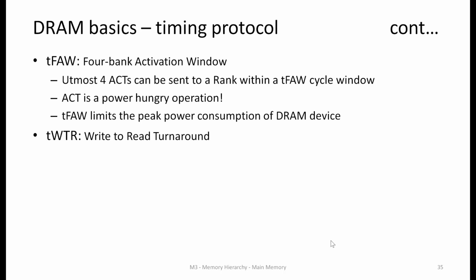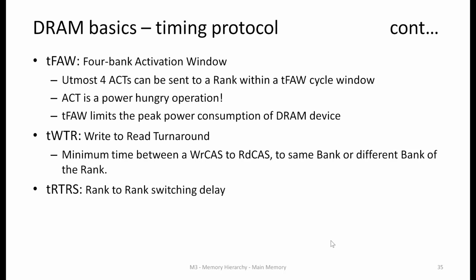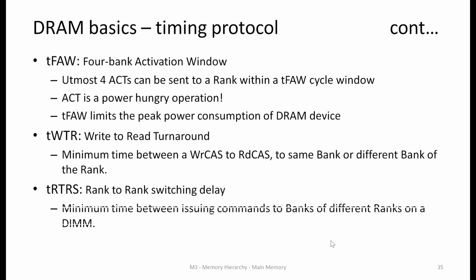We have another timing constraint, which is TWTR, write to read turnaround time. This is the minimum time we need to wait between the write cache and the read cache to the same bank or different bank of the same rank. TRTRS is rank to rank switching delay. This is the minimum time between issuing any commands to any banks of two different ranks of the same DIMM.